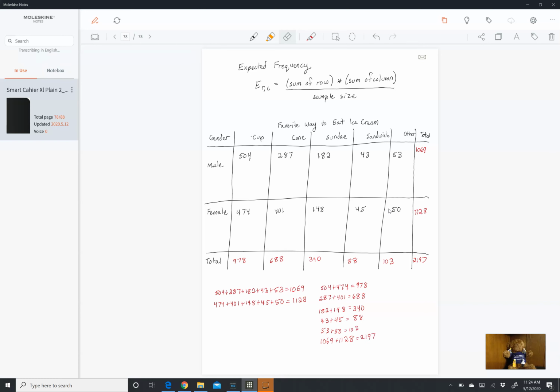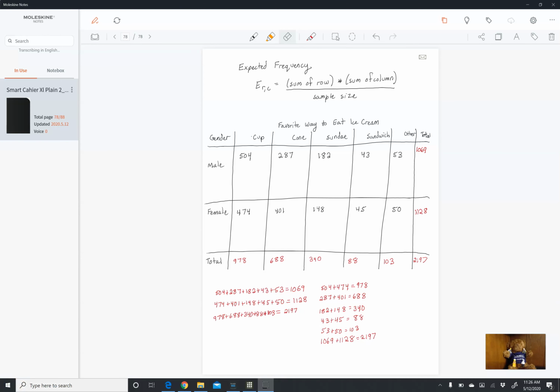And you should always double check. This is a great way to double check that you did things correctly. You're going to add the totals on the bottom also, and you get 2197.